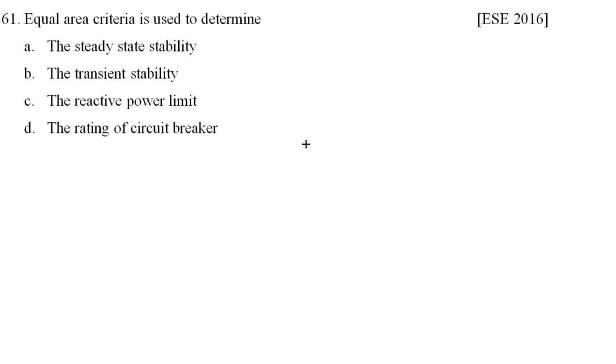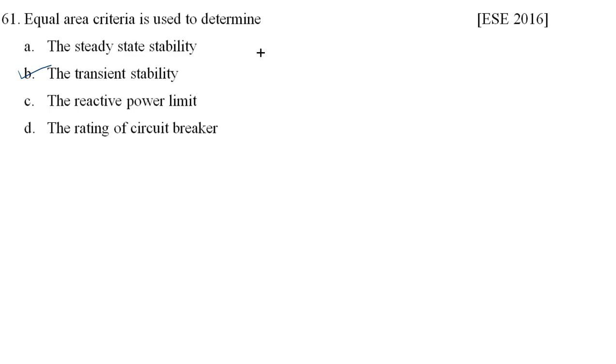So question number 61. Equal area criteria is used to determine. Four options are given: steady state stability, transient stability, reactive power limit, and the rating of circuit breaker. We know that whenever we want to determine whether the system is transiently stable or not, we need to use equal area criteria. So the correct answer for this question will be transient stability.